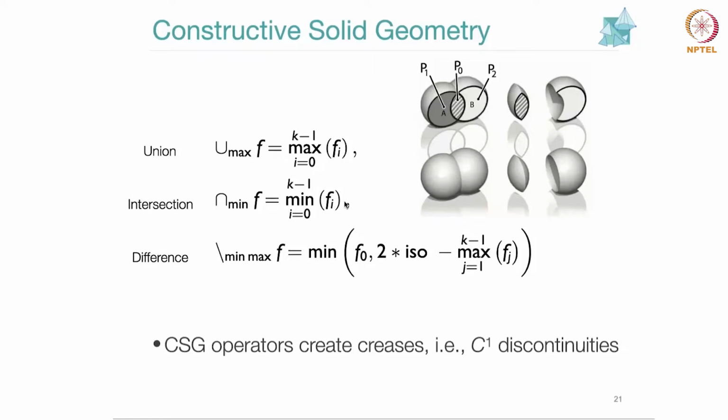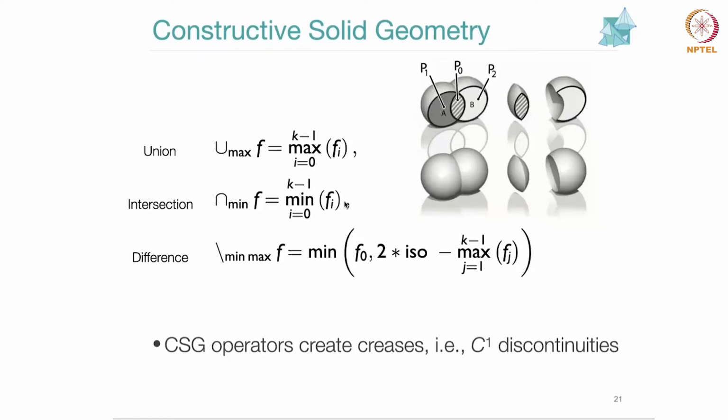Must be noted that these CSG operations create creases. So there are C1 discontinuities. The derivative is no longer C1, no longer defined along the creases. So you have a sharp crease, and the sharp crease, to be frank, might be needed in certain applications, right? I might want a sharp crease at a point.